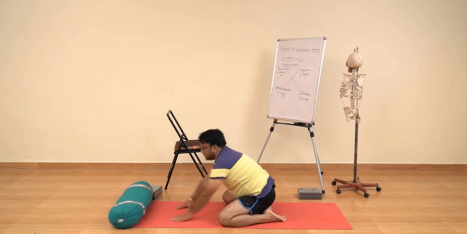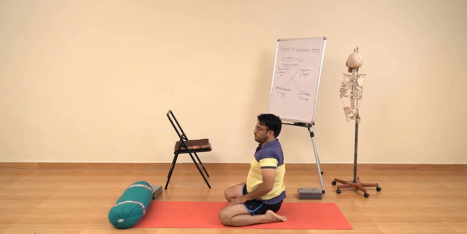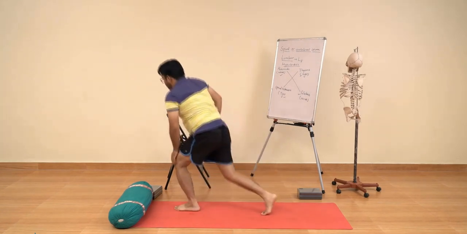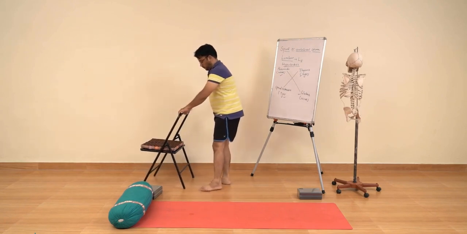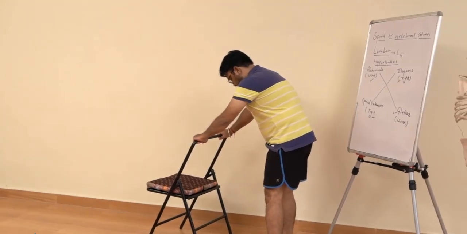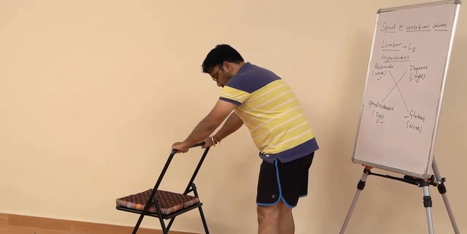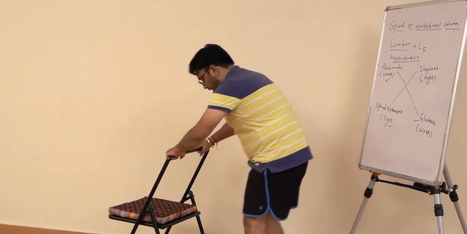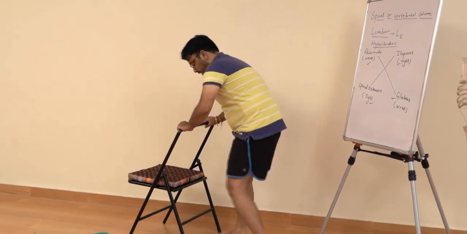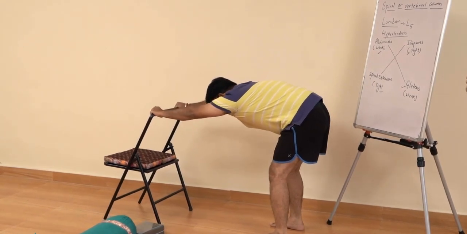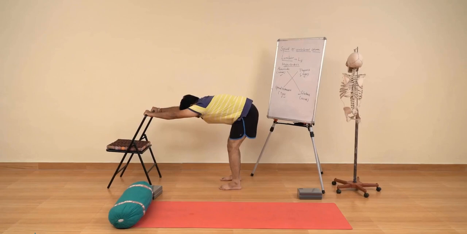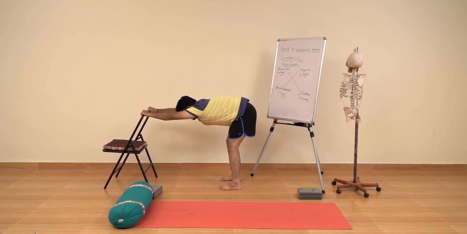And then release. So this you can do, or you can use the chair. You have to bring your feet, knee and pelvis in one line, so don't bring your feet closer to the chair. Little bit away, and then try to stretch your back muscles, the spinal extensors. Slide the chair forward and stretch your back.